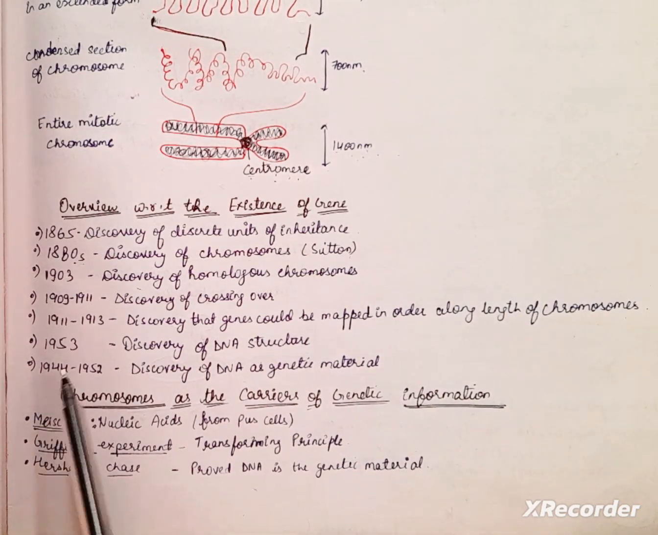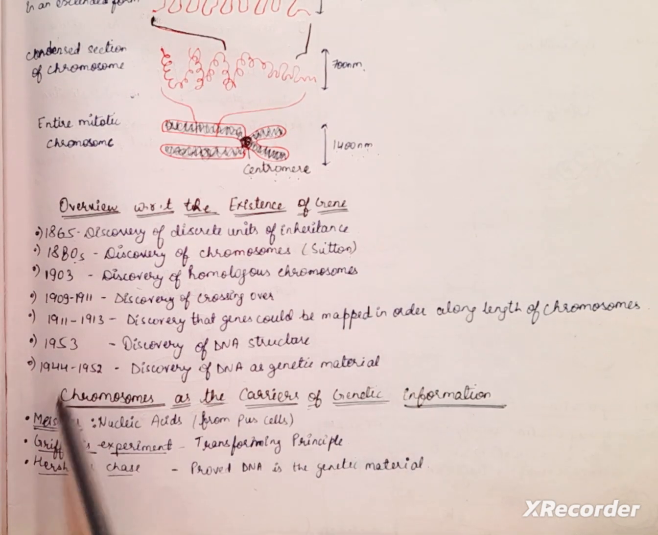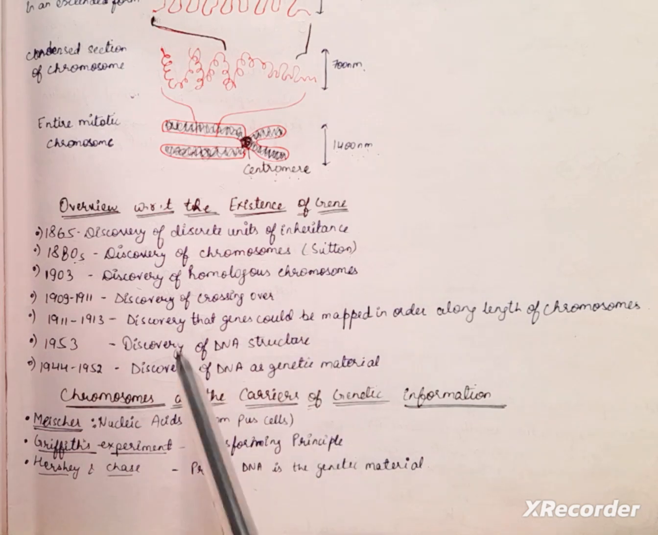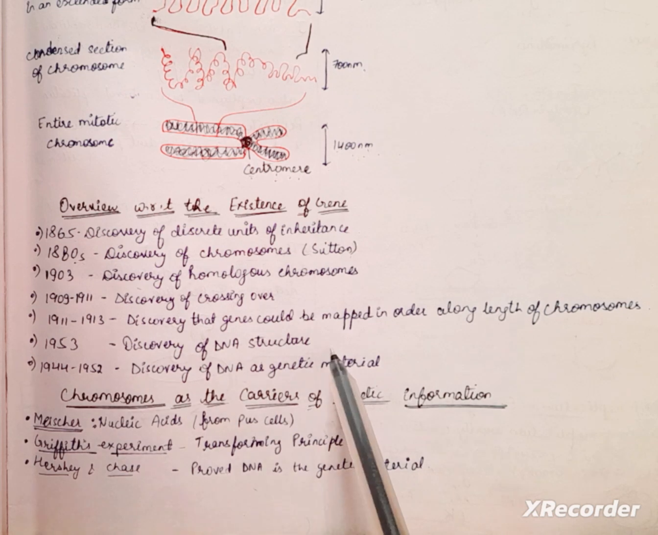From 1944 to 1952, we discovered that DNA is a genetic material, and in 1953 the DNA structure was discovered, using the X-ray crystallography method.